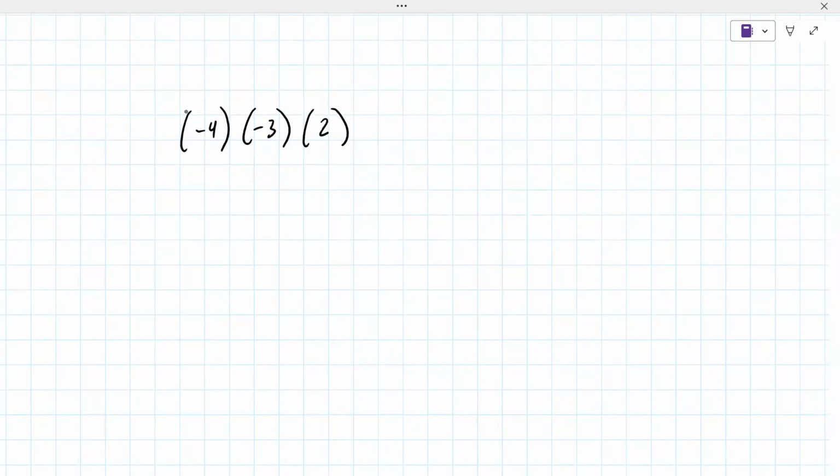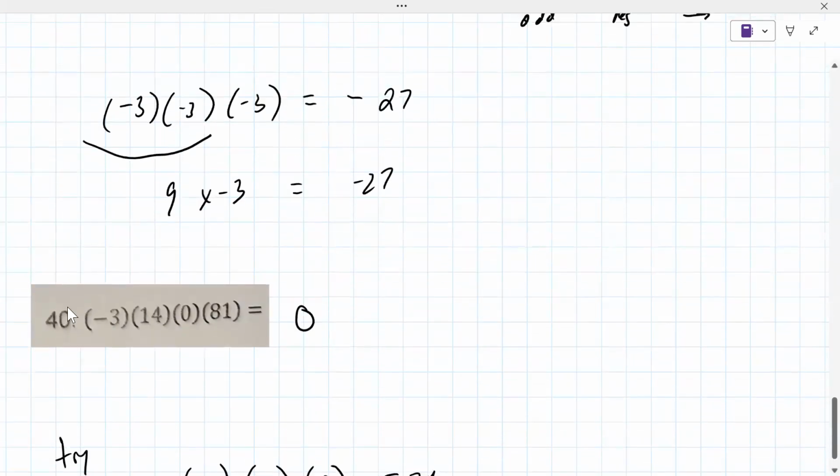Okay, could you give that a try, please? Okay. So 12. 24. Yes, good. Okay, so one of the things you should notice about these previous problems is that all the numbers were in parentheses.